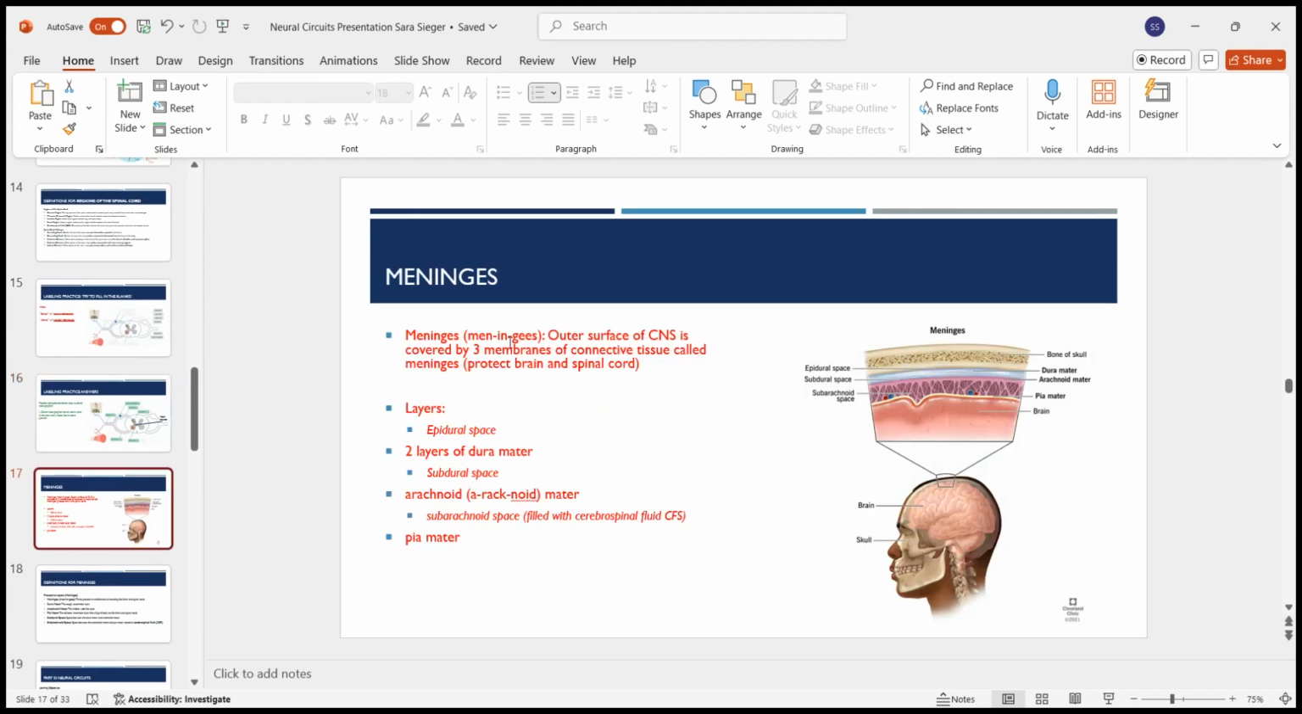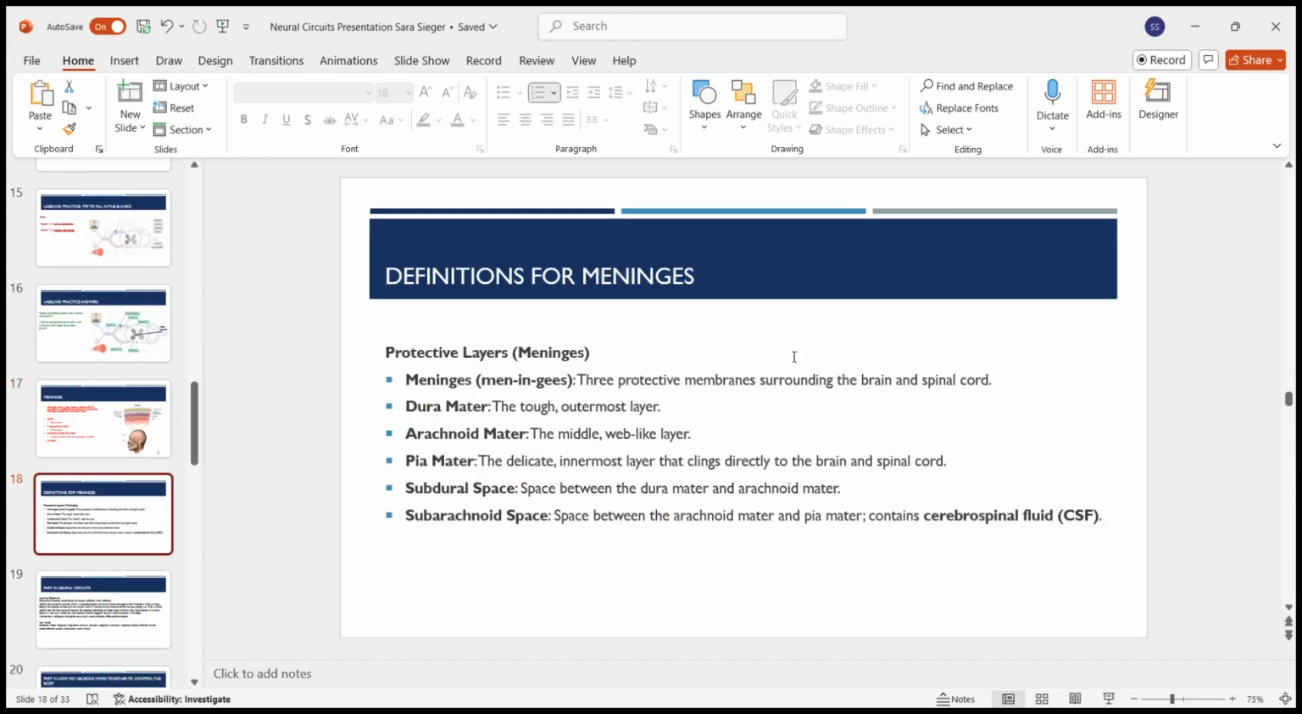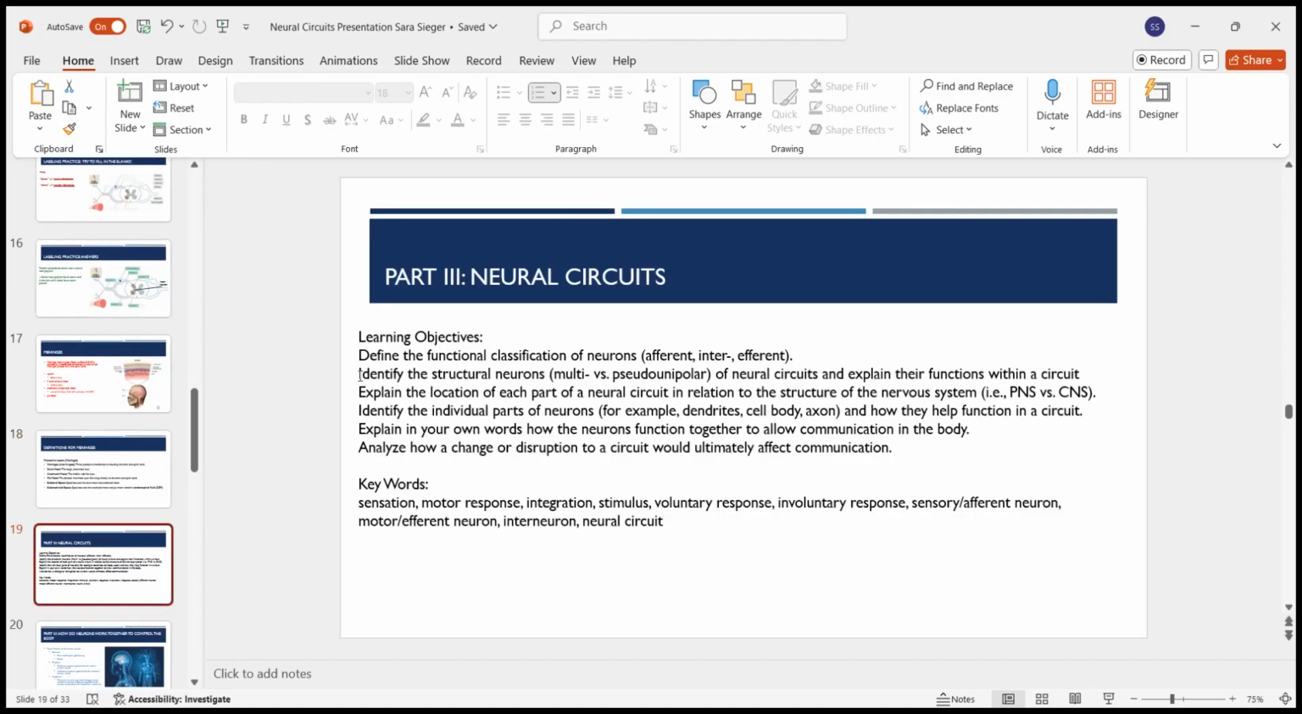So meninges are protective membranes that surround the brain and the spinal cord and provide a barrier against injury and infection, while also helping to circulate cerebrospinal fluid, right? So that's going to be in the subarachnoid space, which is in the arachnoid mater. There are 2 layers of dura mater, followed by arachnoid mater, and then also followed by pia mater. Pia mater is thin and closely adheres to the surface of the brain and the spinal cord, supplying blood vessels that nourish nervous tissue. And then down here we have all the definitions for that.